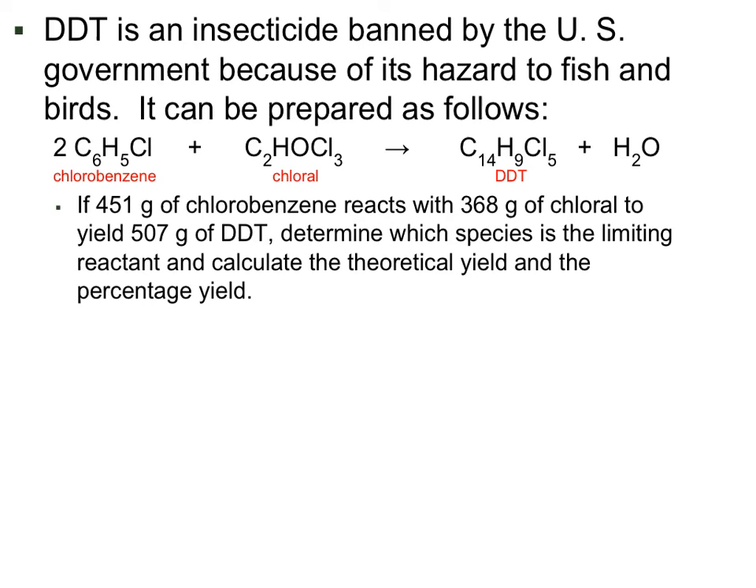And so we want to know if 451 grams of chlorobenzene reacts with 368 grams of chloral, and from that reaction, we actually yield 507 grams of DDT. We want to know which species is the limiting reactant, and then we also want to be able to calculate our theoretical and percentage yields.